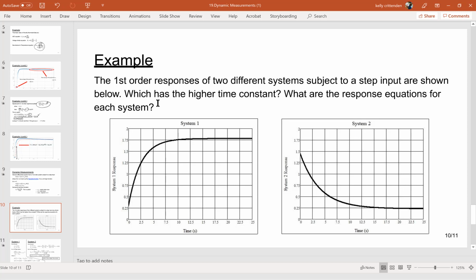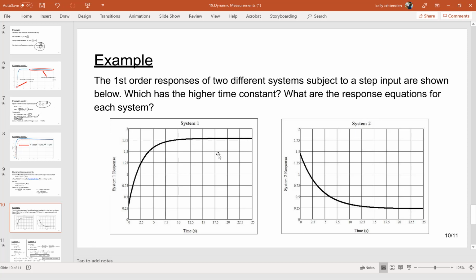They have different responses. One of them is getting, I don't know if it's temperature, it's really small numbers, like it goes up to 1.75. So it's not temperature probably, but whatever it is, one of them goes up from a lower number, and one of them goes down from a higher number. And the question is, which has a higher time constant?